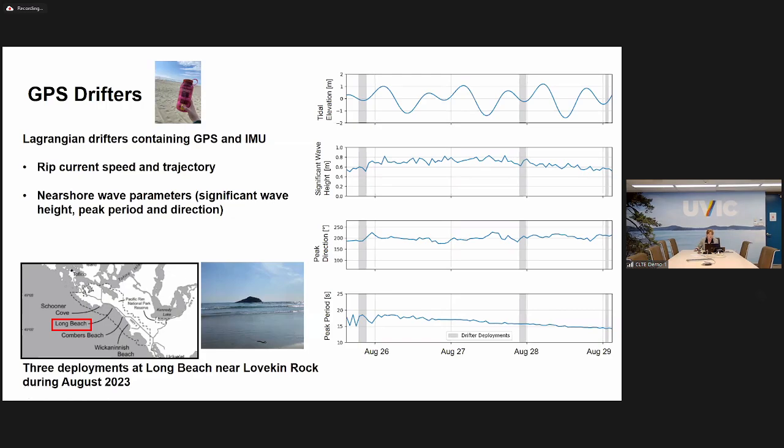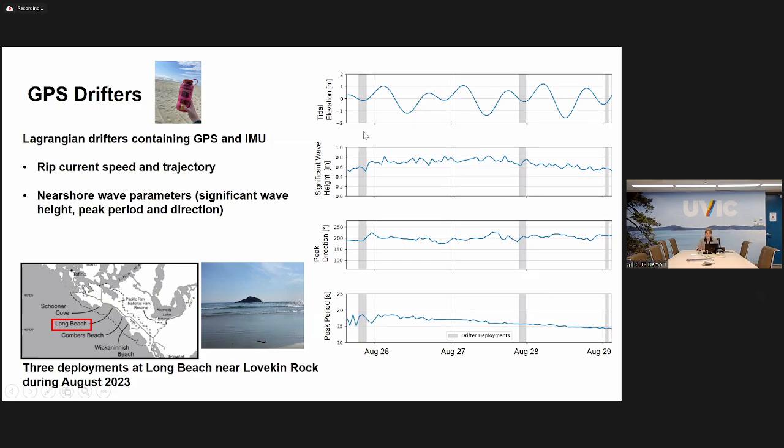So during this study, three main observational methods were used. The first was GPS drifters, which are pictured here. They contain a GPS and an accelerometer. And from the GPS, we can get measurements of rip current speed and trajectory. And from the accelerometer, we can obtain measurements for nearshore wave parameters, such as significant wave height, peak period, and peak direction. So during August of 2023, 3 deployments took place at Long Beach near Lovekin Rock.